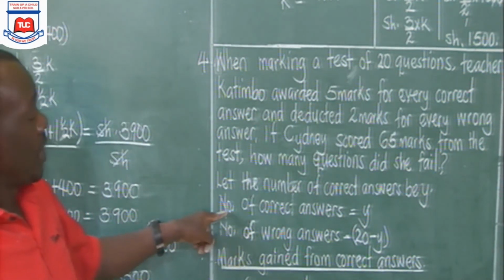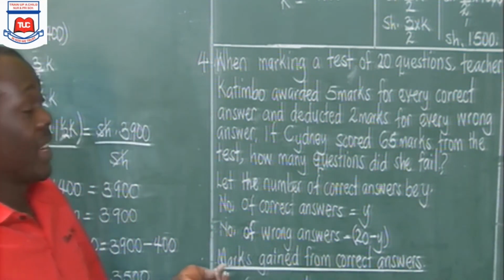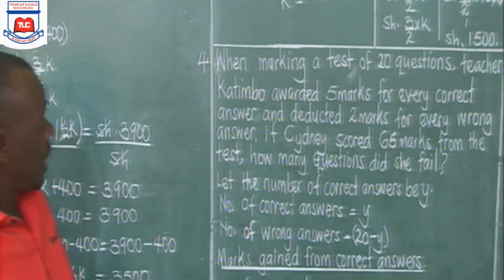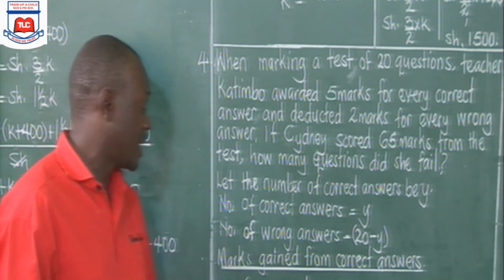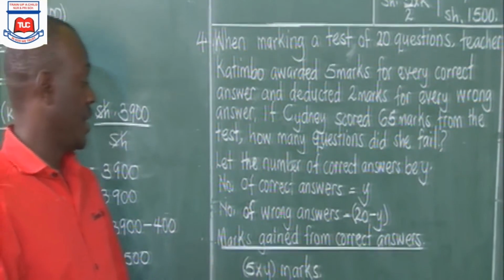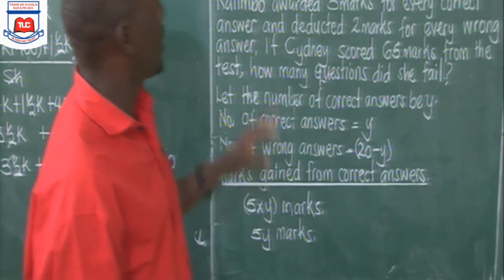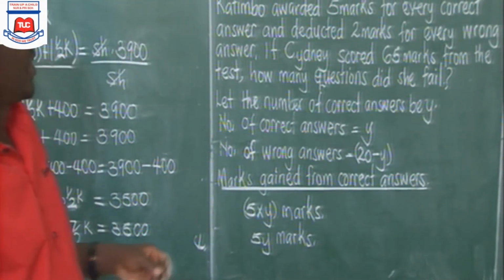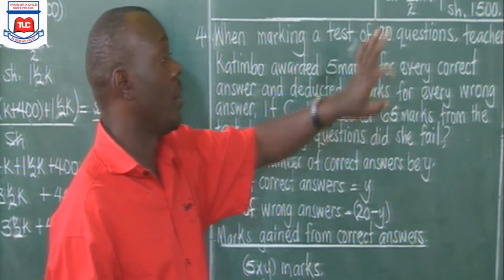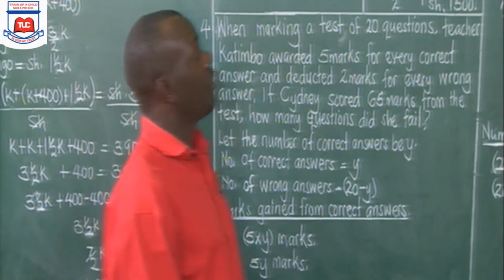Now that we have taken the number of correct answers to be y, we shall get the marks gained from the correct answers. Each of them was awarded 5 marks. That's 5 times y, giving 5y marks in total. As if that's not all, this teacher Katimbo hates one that fails. He penalizes one by deducting 2 marks for every wrong answer.